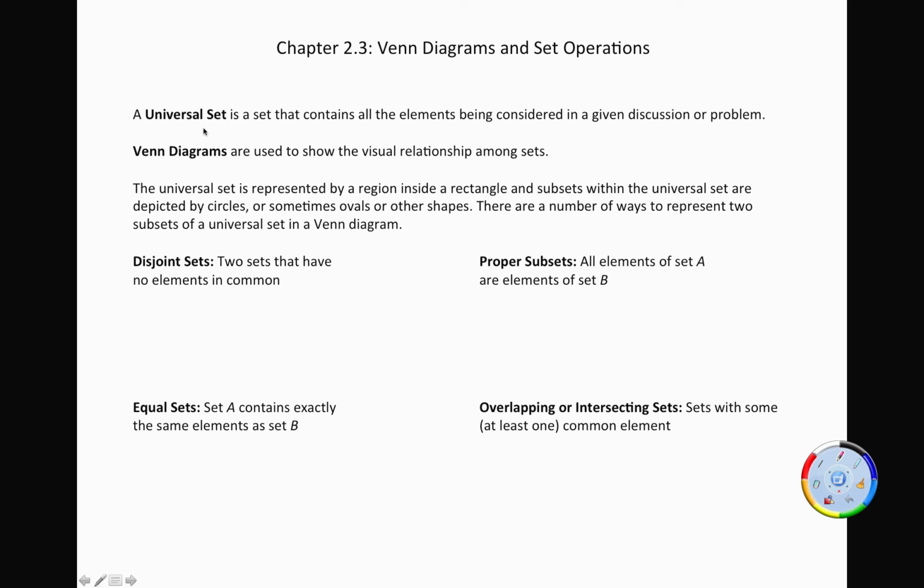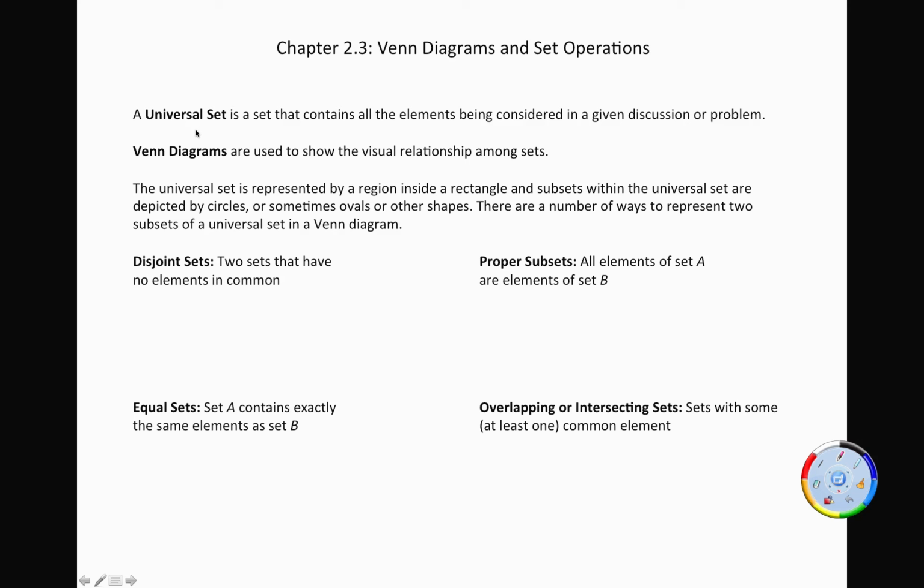Okay, a universal set is a set that contains all the elements being considered in a given discussion or problem. For example, I mentioned in a previous video that you could be considered a set: the set of students in Prevet's online Math 1332 class. So a universal set, considering that set, might be the set of all the students at Weatherford College. It could even be the set of all college students in Texas or all college students in the United States. So it's important to know your universal set.